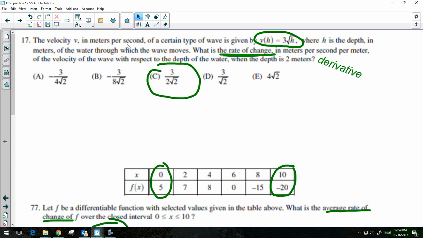The velocity v in meters per second of a certain type of wave is given by, and so here's our velocity function, where h is the depth in meters of the water through which the wave moves. What is the rate of change? So we're looking for the rate of change of this velocity function. Once I see rate of change, I know that's a slope or derivative. And so I take the derivative of 3 radical h, which can be written as 3h to the 1/2. So I bring the 1/2 in front, h to the negative 1/2, I plug in 2, and that gives me choice C. Remember, you see rate of change, derivative, slope.